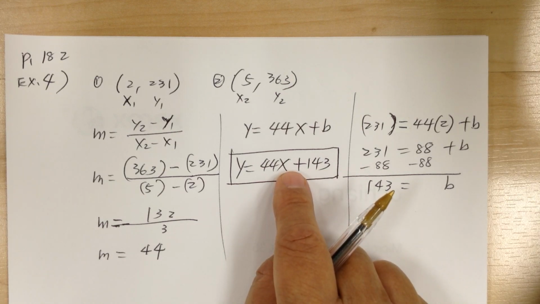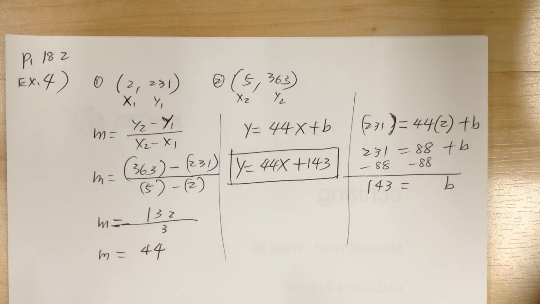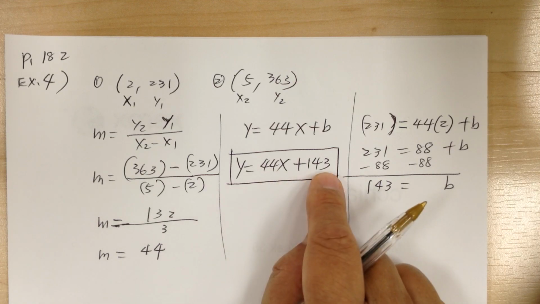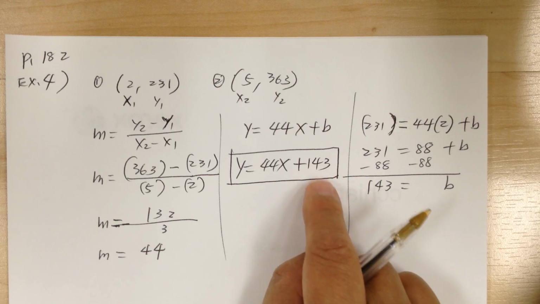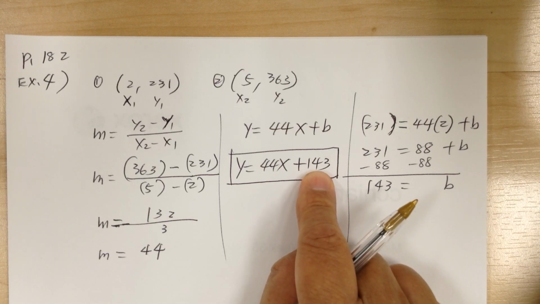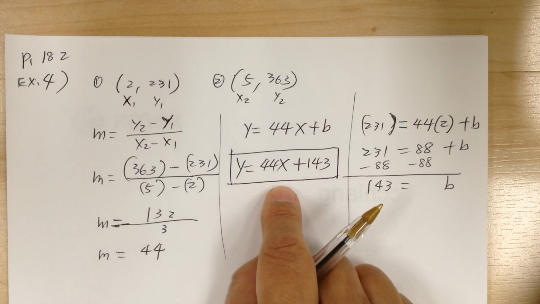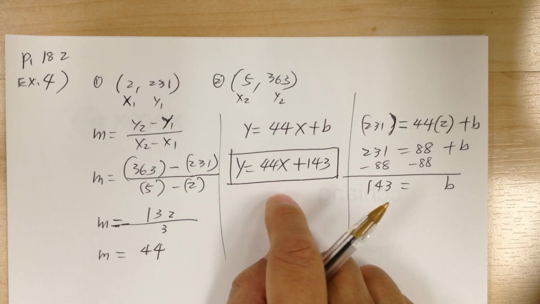Because slope is how much money per month, this would be the monthly fee, and the y-intercept is the initial cost of joining the gym, 143. So initially you pay $143 to join, and after that every month you have to pay $44. Okay, so that's the explanation for that.